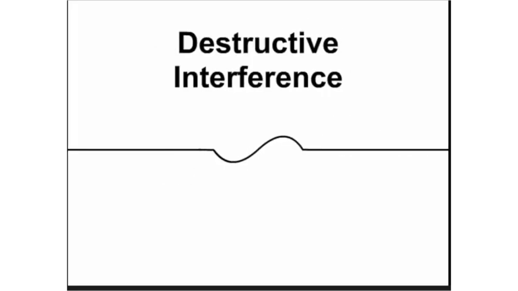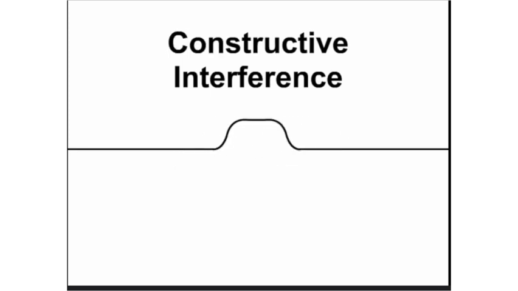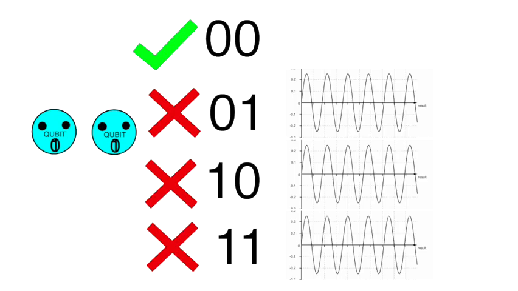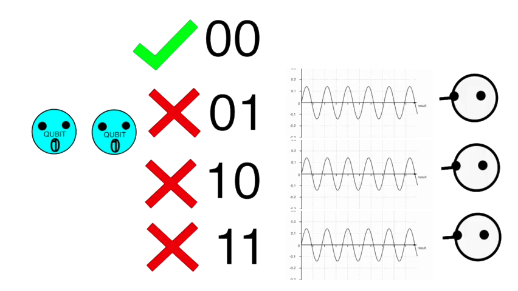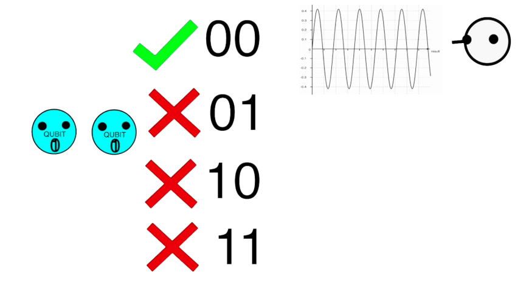This is where something called interference comes in. Interference can either be destructive or constructive. Destructive interference cancels out the waves, and constructive interference adds the waves together. And thus, I use destructive interference to decrease the probability of me getting the incorrect answer, and use constructive interference to increase the probability of me getting the correct answer.